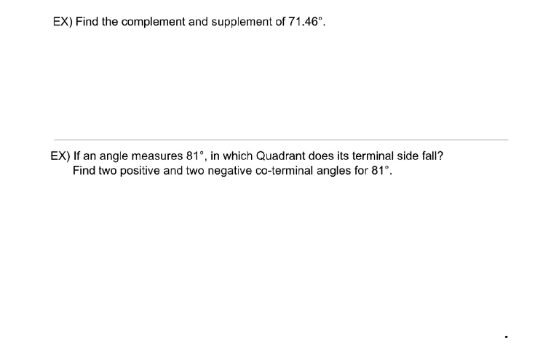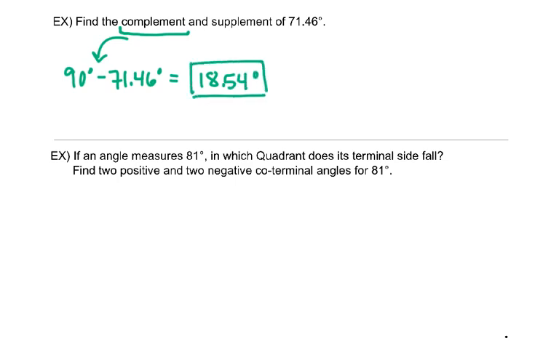So for our first example, let's find the complement and the supplement of 71.46. If we want to find the complement, we need to find the angle that we would sum with 71.46 degrees to get 90. Or rather, we could say 90 degrees minus 71.46 degrees, and that gives us 18.54 degrees.